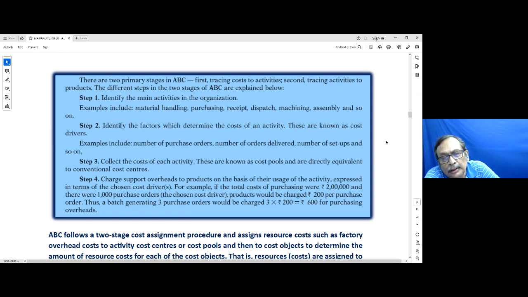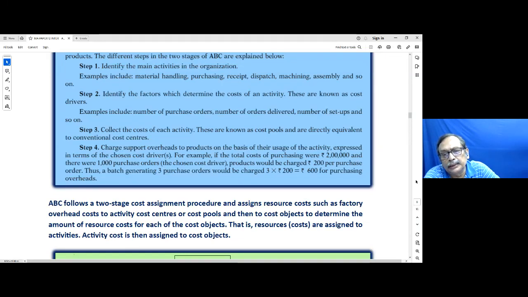Say all related costs, say cost related to purchase orders, we are going to group them into a particular pool, that is under a particular head, that is known as a cost pool. So collect the cost of each activity. These are known as cost pools and are directly equivalent to conventional cost centers. Step 4, charge support overheads to products on the basis of their usage. Usage here means consumption of the activity expressed in terms of the chosen cost driver or drivers.